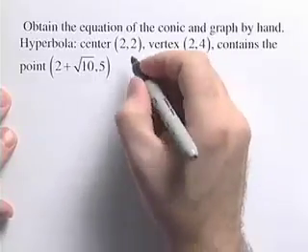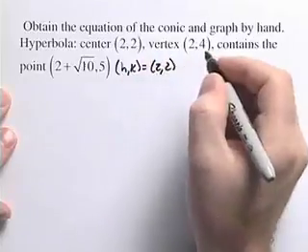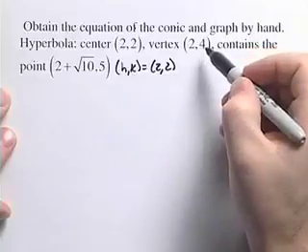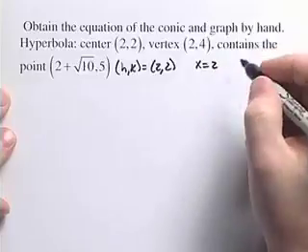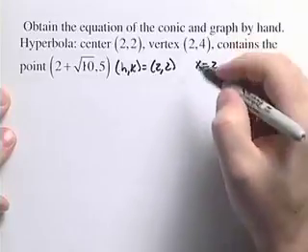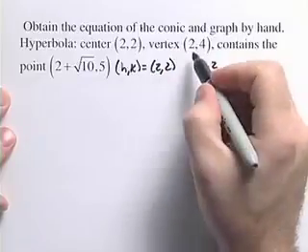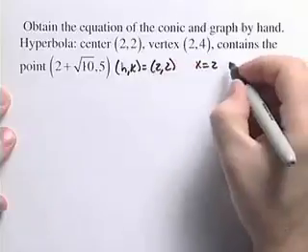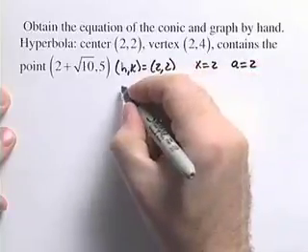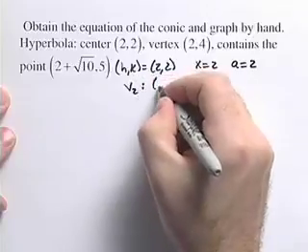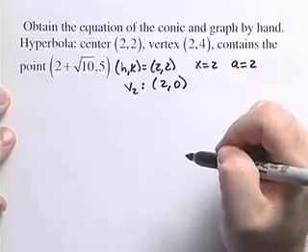Since we know that the center is (2, 2), we get h, k is 2, 2, and the vertex is (2, 4). Both the center and the vertex lie on the line x equals 2. Therefore, our transverse axis is parallel to the y-axis. The distance from the center to the vertex is 2 units, so we get that a is equal to 2. Therefore, our other vertex, we'll call that V2, must be the point (2, 0). We'll go 2 units below our center.